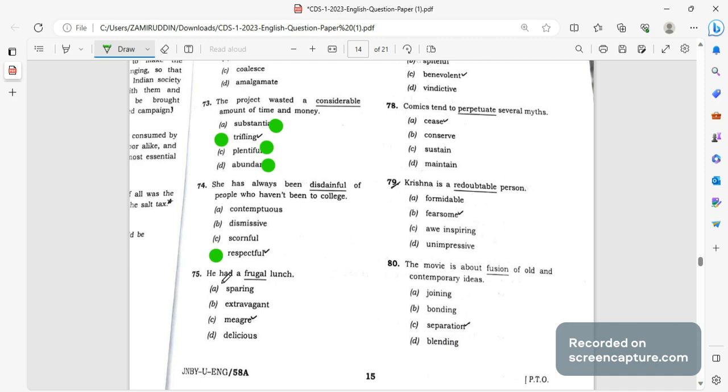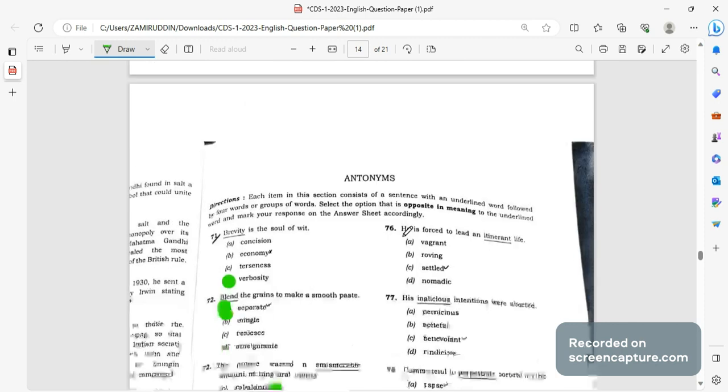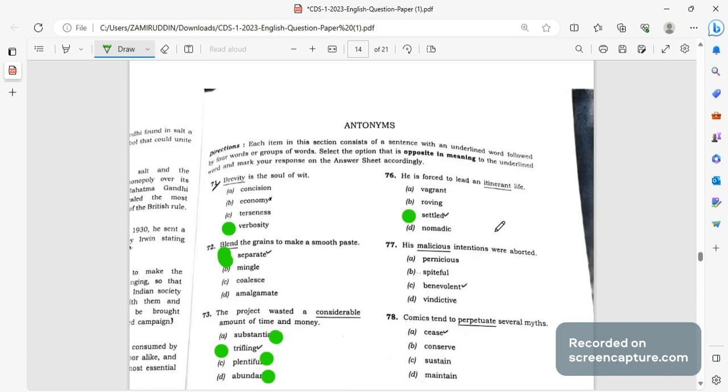He had a frugal lunch. Frugal which means very less amount of lunch he had. So extravagant will be the, frugal मतलब बहुत ही सस्ता लंच खाया उसने. एक्स्ट्रावेगेंट बहुत ही पैसा लगा के लंच खाया. Extravagant will be the right answer. Now he is forced to lead an itinerant life. Itinerant life, settled will be the antonym of this. He was forced to lead an itinerant life.